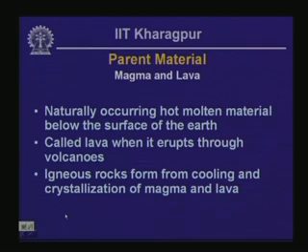Now, parent material in these cases is basically magma or lava, that is the chief source of igneous rocks, and I have already indicated that these are essentially naturally occurring hot partially molten material that exists underground. It is called lava when the material erupts through volcanoes. A large proportion of igneous rock actually forms from cooling and crystallization of magma or lava, as I have already indicated.